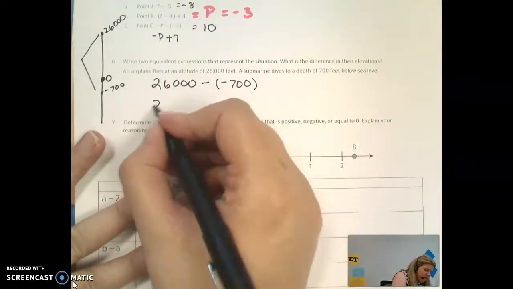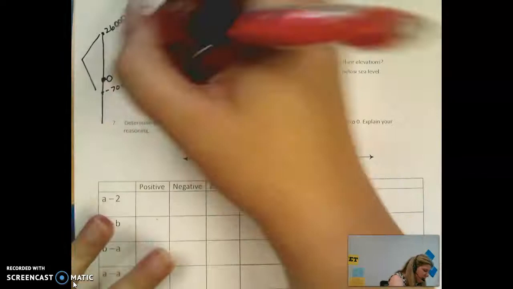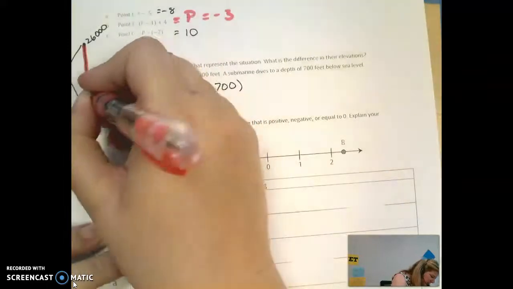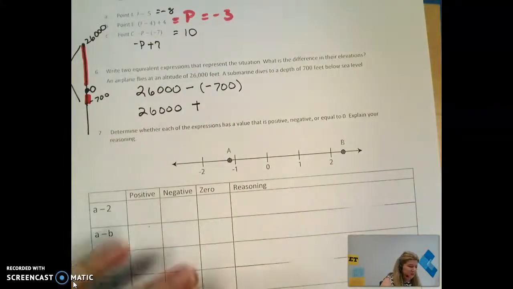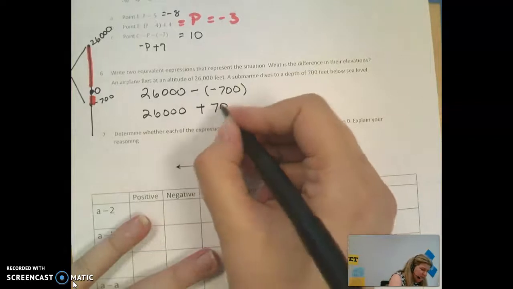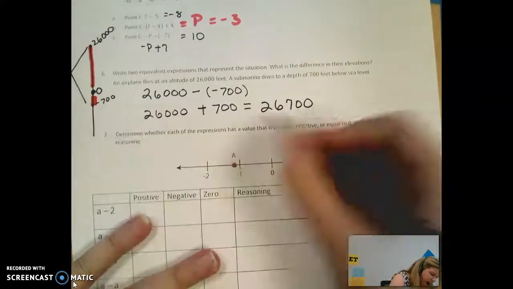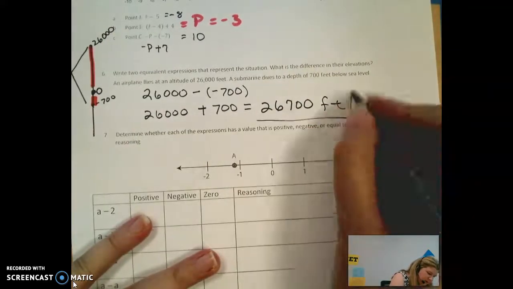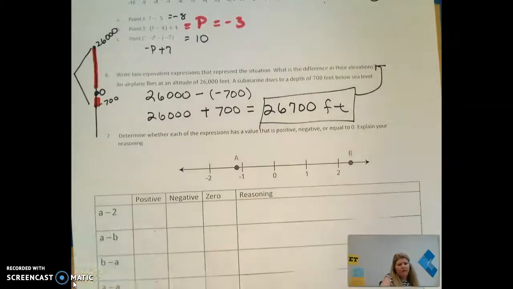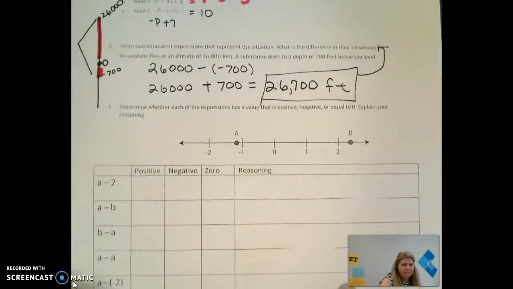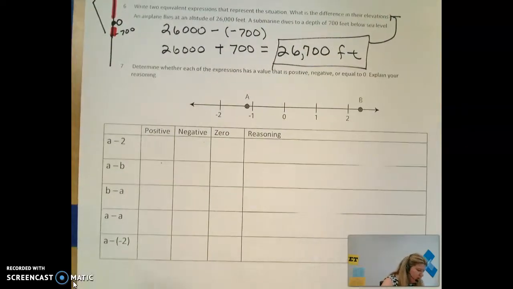That's what it's asking. What is the difference in their elevations? So what you would really need to do is take this amount, 26,000, and this amount, the distance there, the absolute value, is 700. And then you would get 26,700 feet, the difference in their elevation. And you can put the comma there to make it nice and readable. Okay, moving on. Determine whether each of these is positive, negative, or zero, and explain your reasoning.